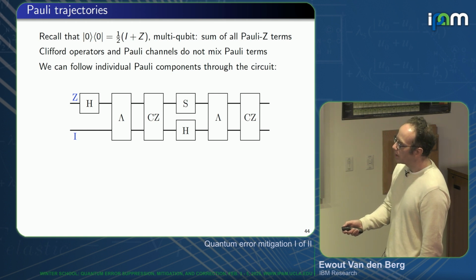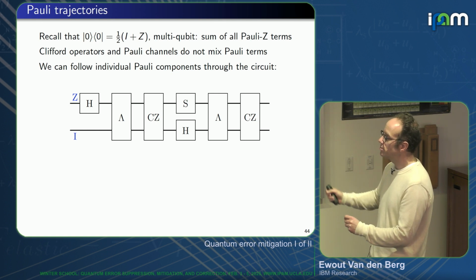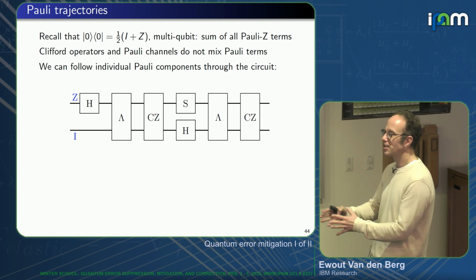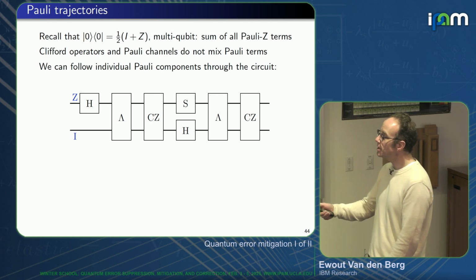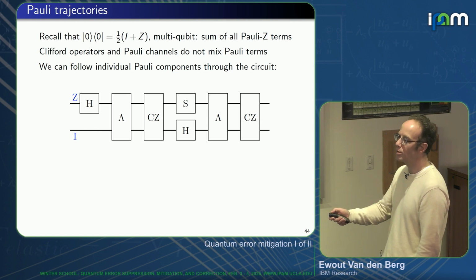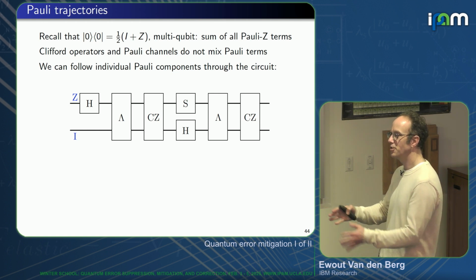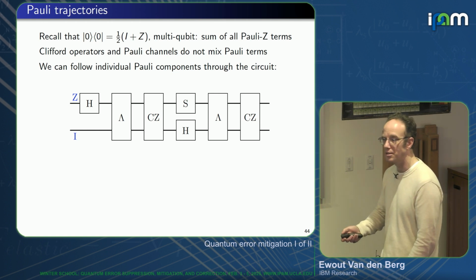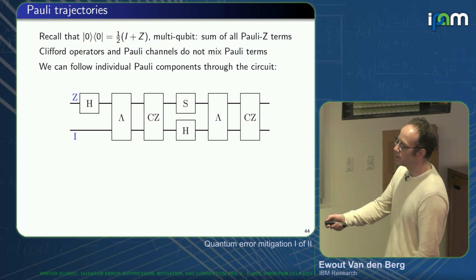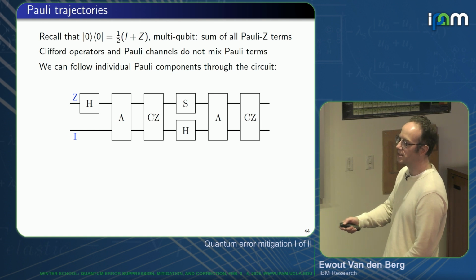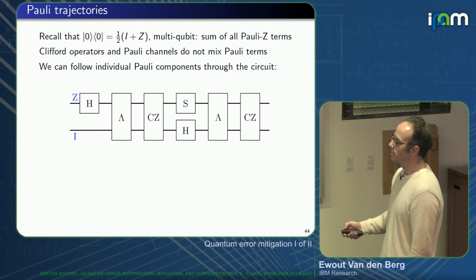Now, if you apply a Clifford operator, each of those will map to some other Pauli term, but they never mix. So they don't cancel, they don't do any weird stuff. So what that means is that you can take an individual component of your state and see how it maps through the circuit. And then at the end, you can just sum them up again because there were no cancellations or anything. Right? So if we start with the ZI component of the 2-qubit zero, which has II plus IZ plus ZI plus ZZ, let's just follow one of them.